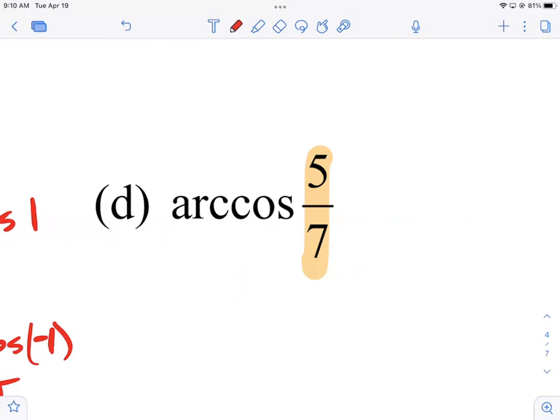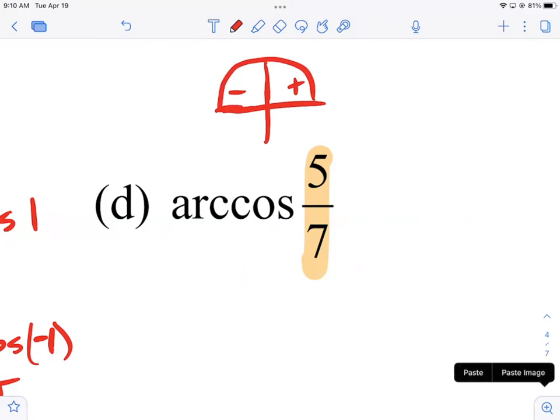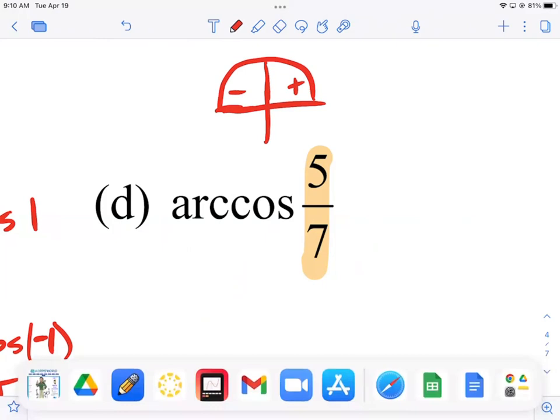Well, no. A positive ratio is going to give you a positive acute angle, so it's in quadrant 1. If that were -5/7, it would be in quadrant 2. Now, if you want to figure out what it is, let's go to the calculator.